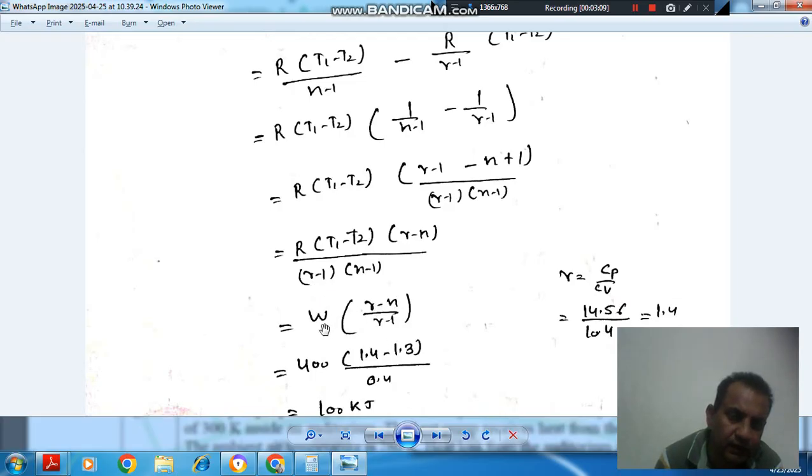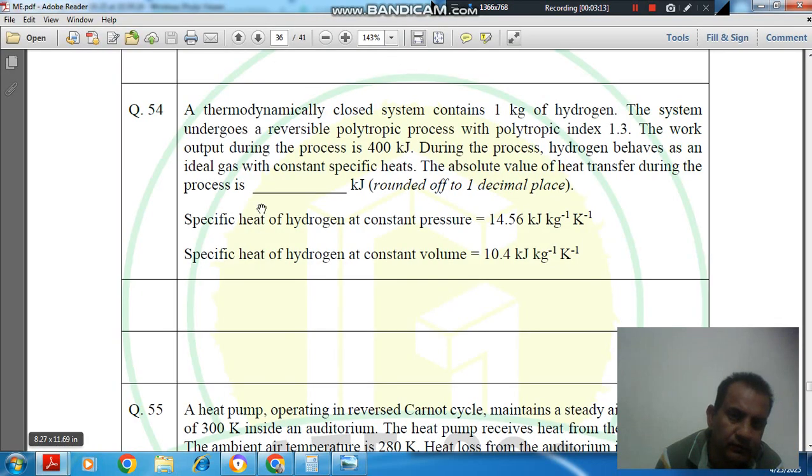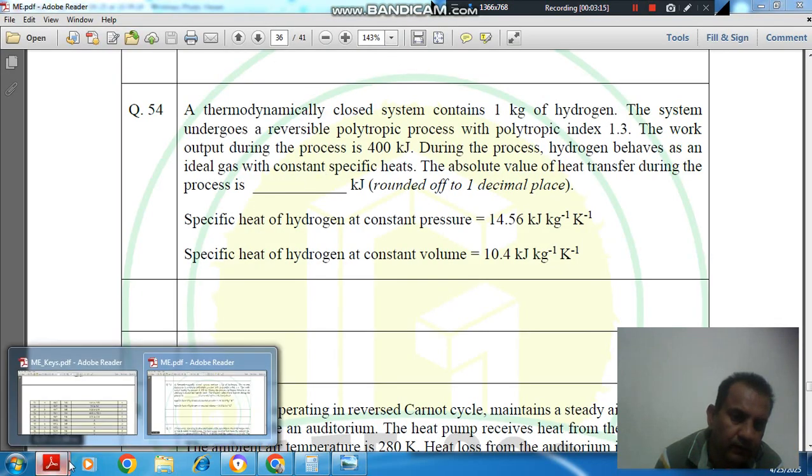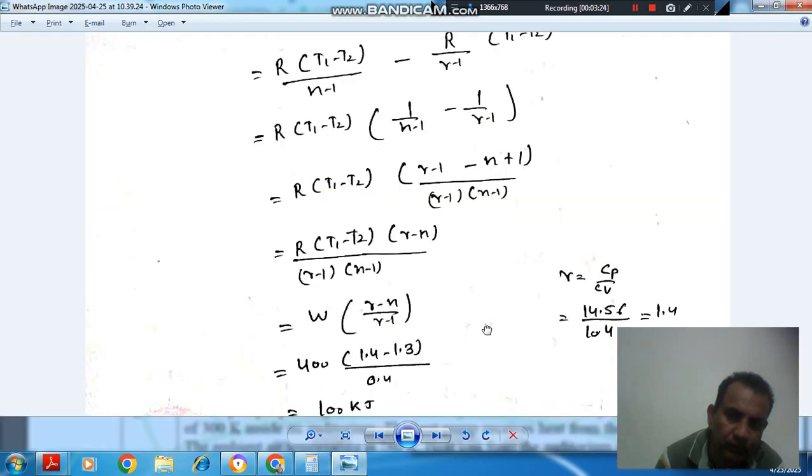Okay, so W is given as 400, work done is given as 400 kilojoule, and Cp and Cv are also given. Cp is 14.56 and Cv is 10.4, so gamma will be here 1.4 and n is 1.3. Putting this value we get heat supplied as 100 kilojoule is the answer.